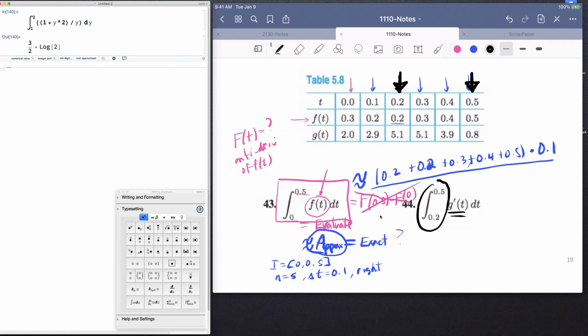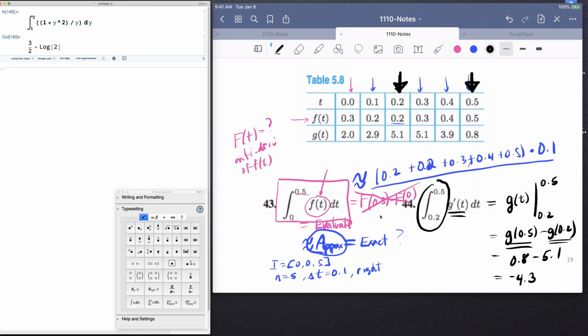Now we have the antiderivative of g prime. The antiderivative of g prime is just g, and then we would need to evaluate from 0.2 to 0.5. But we actually have that information in the table to find this integral exactly. G of 0.5 and g of 0.2 are the antiderivative at the two endpoints of the interval. G of 0.5 is 0.8. G of 0.2 is 5.1. So we can see that we get 4.3 with a negative sign.